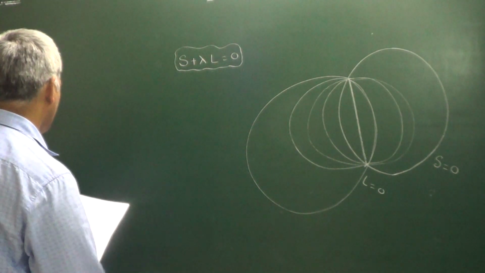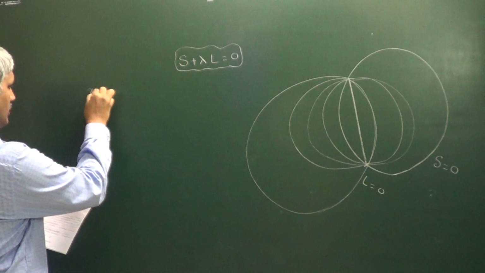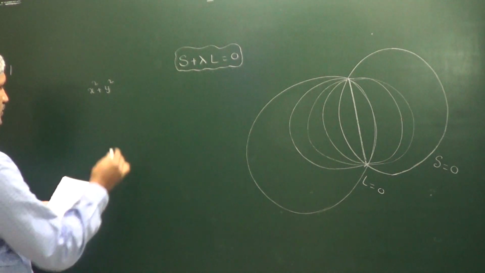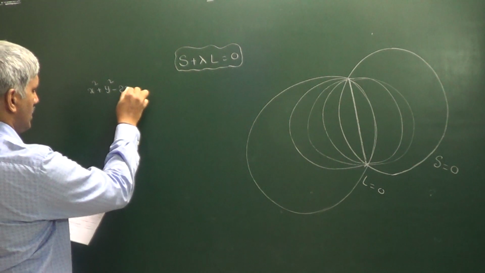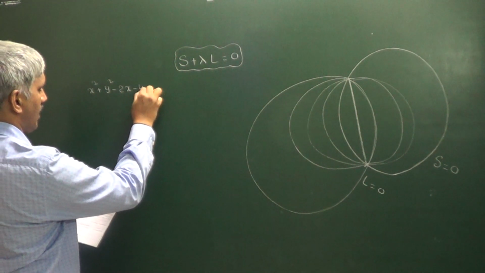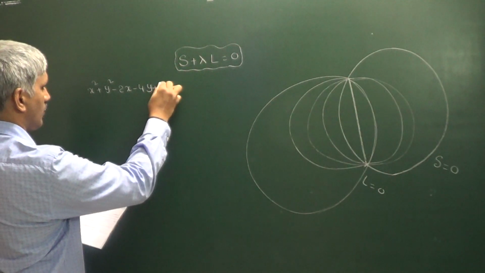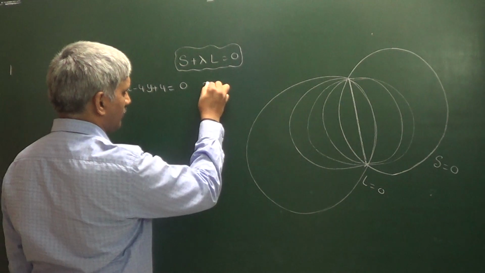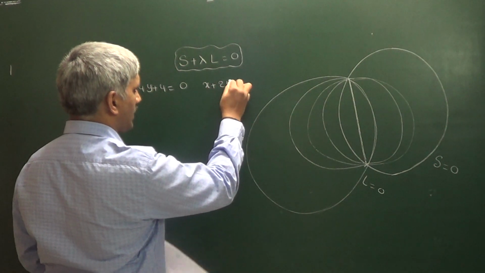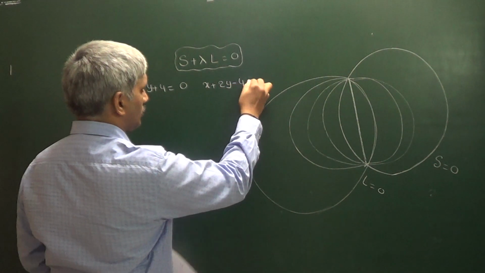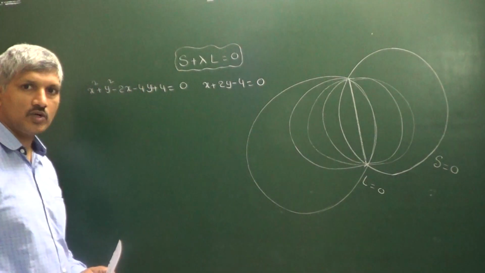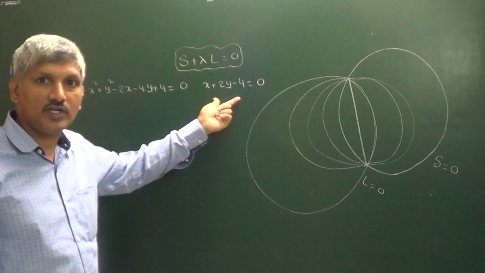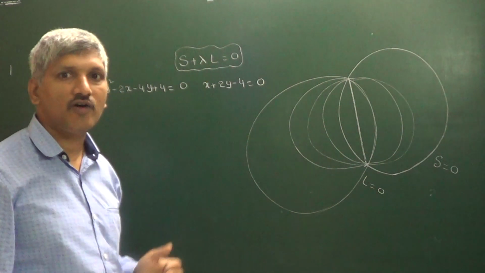So this is the question. Find the equation of a circle passing through the line of intersection of the circle x square plus y square minus 2x minus 4y plus 4 equal to 0, and the line whose equation is given as x plus 2y minus 4 equal to 0. Sir, okay, the circle equation is given, the line equation is also given, but how to find the value of lambda?